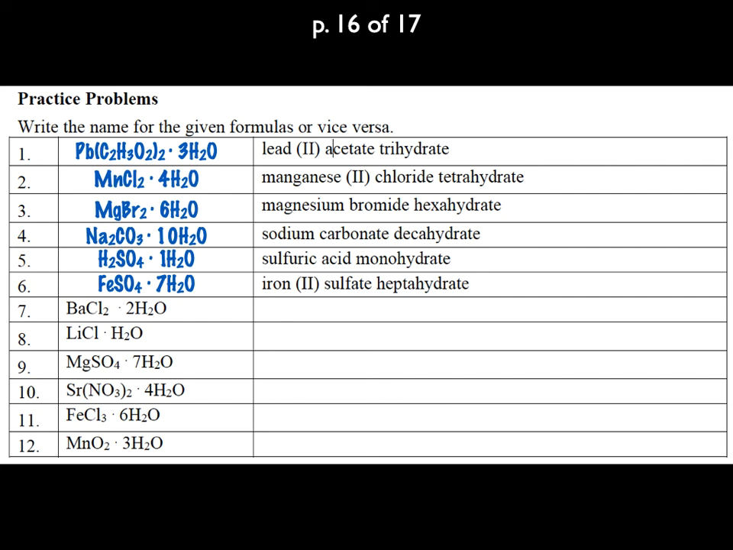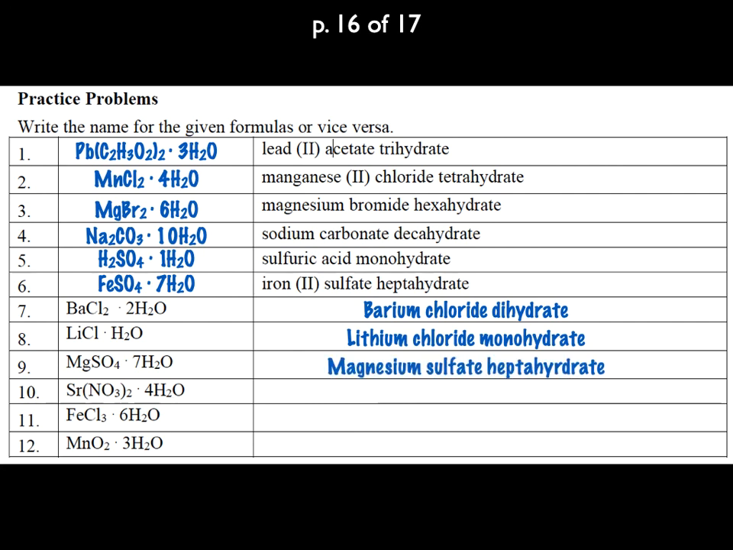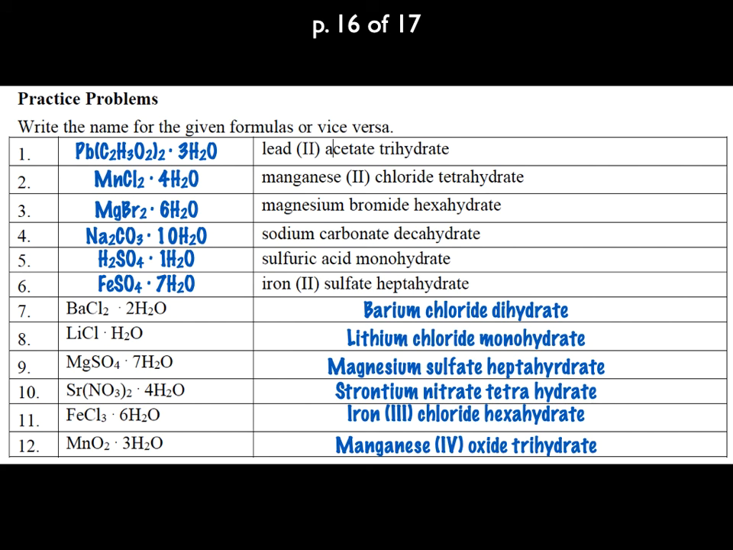So BaCl2·2H2O should be barium chloride dihydrate. LiCl·H2O is lithium chloride monohydrate. MgSO4·7H2O is magnesium sulfate heptahydrate. Sr(NO3)2·4H2O is strontium nitrate tetrahydrate. FeCl3·6H2O is iron 3 chloride hexahydrate. And MnO2·3H2O is manganese 4 oxide trihydrate. Once again, that's manganese 4 oxide trihydrate.